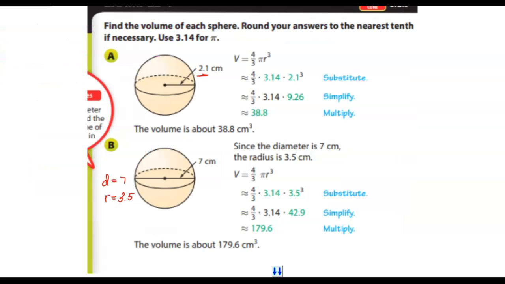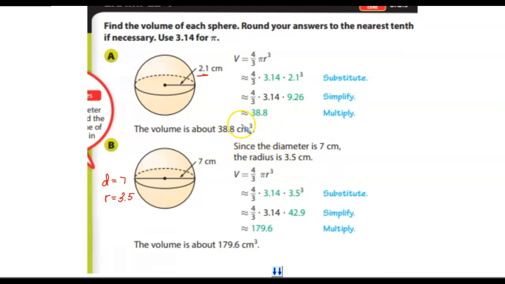So we're going to use this information. We're going to find the volume of each sphere, and they want us to round them to the nearest tenth if necessary. So we know that this has a radius of 2.1, and in my formula I have 4/3 pi times radius cubed. So I'm going to take 4/3 times my 3.14 for pi times my radius 2.1 cubed. Go ahead and simplify my cube. It's 9.261. Multiply across, and I would get 38.8.